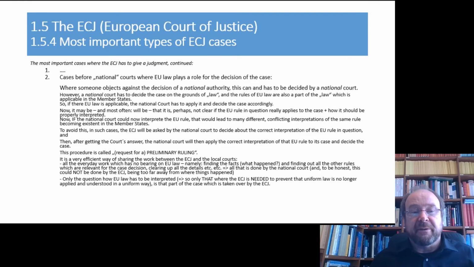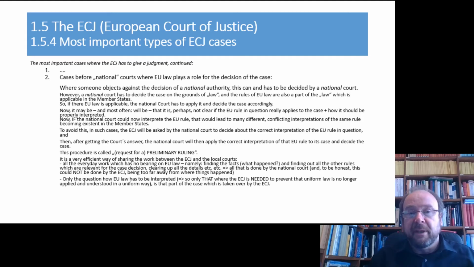Well, let's go on. The other important type of cases where the European Court of Justice is involved is the so-called preliminary ruling. For this, you need to know some background. Usually, there are cases before national courts where EU law can play a role.